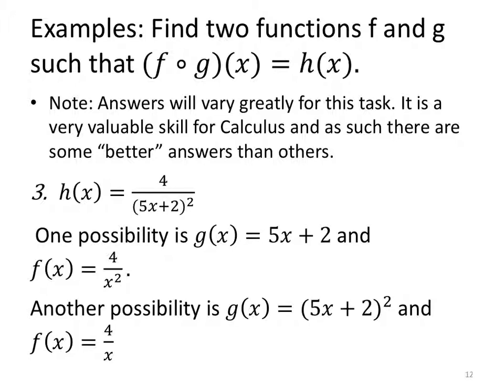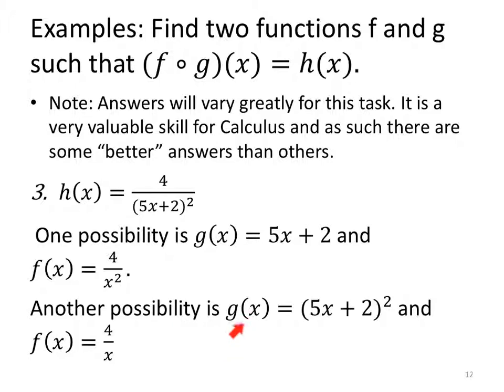Answers will always vary for this task. It's a huge skill when it comes to calculus, and some answers are better than others. For example, when h of x equals 4 over parentheses 5x plus 2 all squared, one possibility, the first one that comes to me really, is let g of x be the 5x plus 2, it's inside parentheses, and then f of x is 4 over something squared, and instead of calling it something, we'll use a variable, 4 over x squared. For calculus, this would be the best one to use. And if you want to know why, watch my calculus videos and I'll let you know.